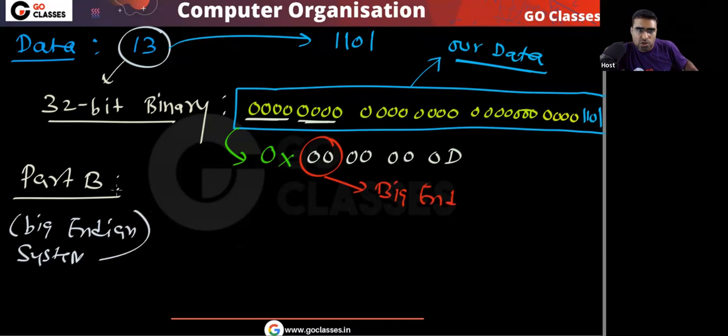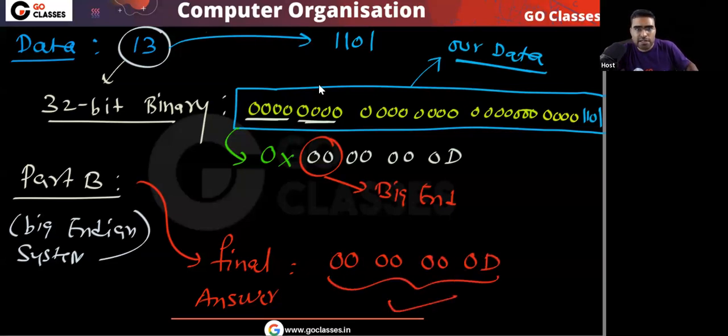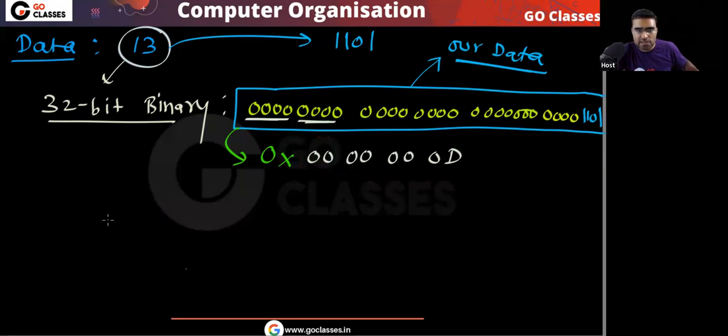That's it. So in the big endian, I'm writing the final answer directly. You start with the big end, then the next byte, then the next byte, and then the next byte. So this will be your answer. Is this clear? Simple, right? Yes or no? Very simple. Now tell me the next.